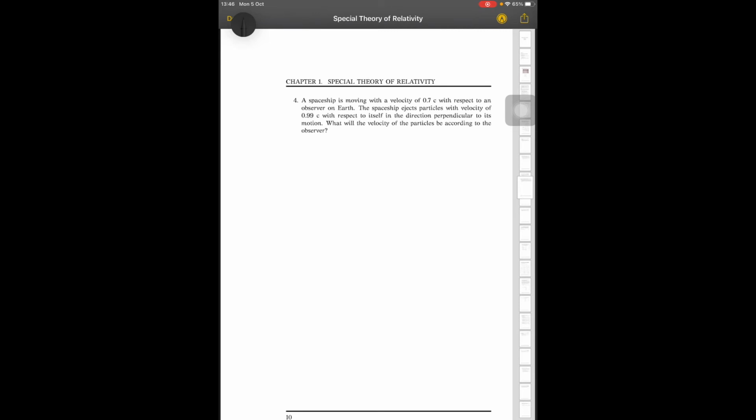Moving on to the fourth question: a spaceship is moving with a velocity of 0.7 c with respect to an observer on Earth. The spaceship ejects particles with velocity of 0.99 c with respect to itself in the direction perpendicular to its motion. What will the velocity of the particles be according to the observer? Pause the video now if you want to solve the question on your own.